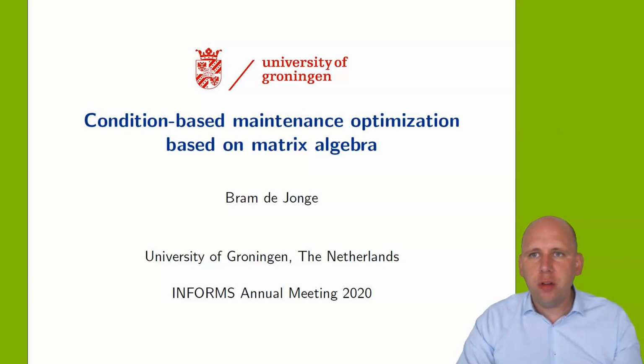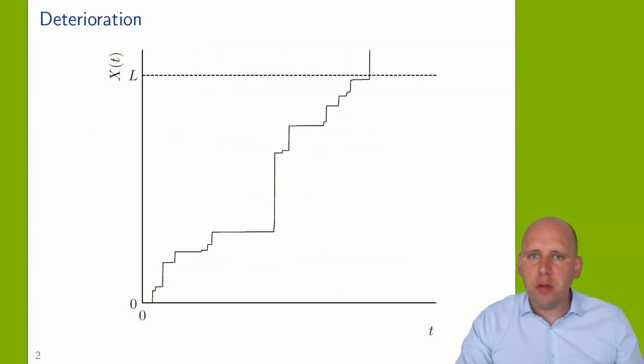I am from the University of Groningen and I will talk about condition-based maintenance optimization based on matrix algebra. If we talk about condition-based maintenance, we talk about deterioration processes, and the most detailed deterioration processes are continuous time and with a continuum of states. This figure shows a sample path of a gamma process with a fixed level L at which failure occurs.